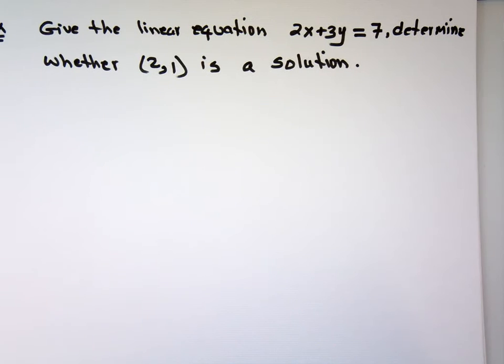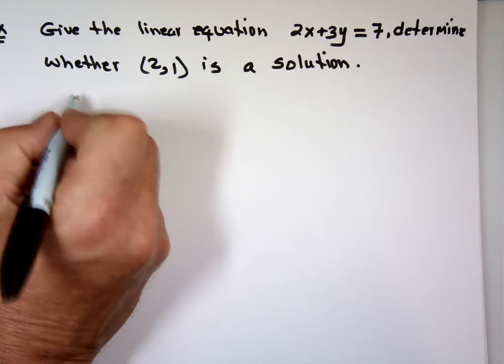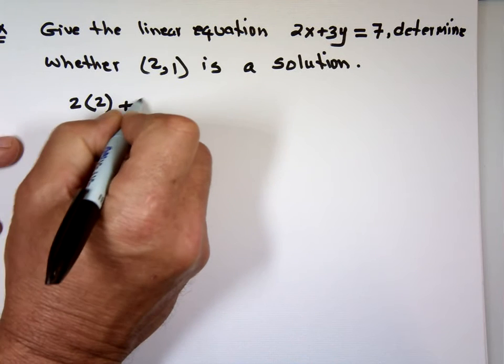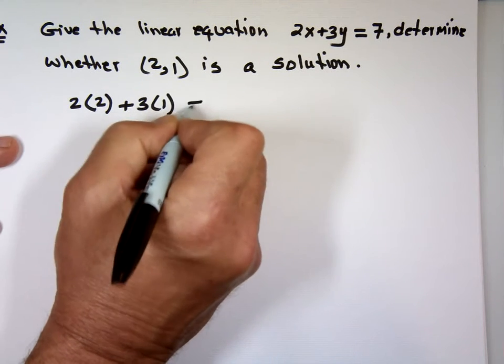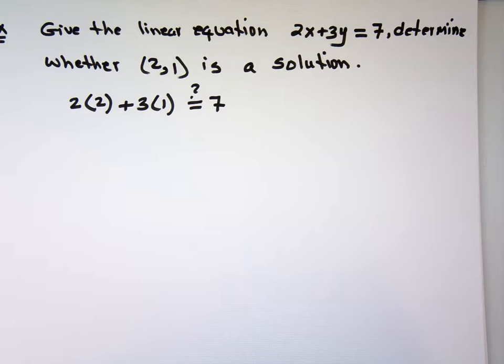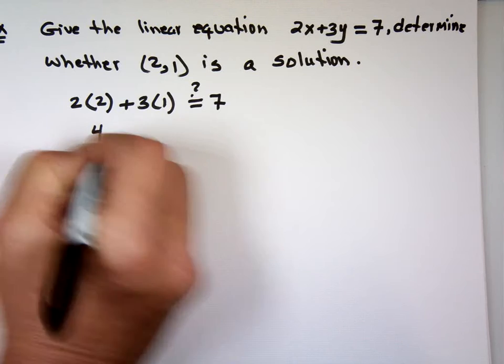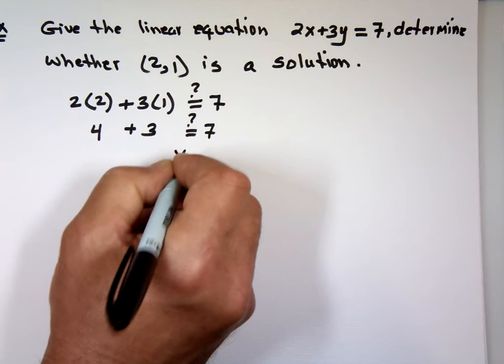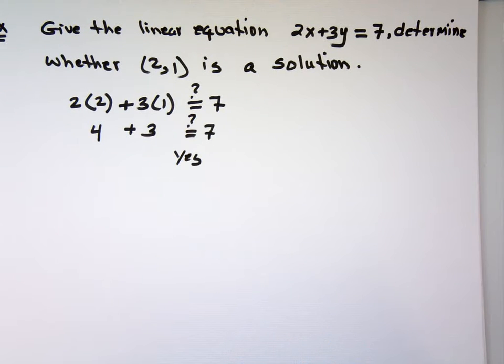So how do we figure if the point 2, 1 is a solution? What do we do? Plug it in, sure. Every time you see x, put a 2. Every time you see y, put a 1. Does that equal 7? If the answer is yes, that point is a solution. What's 2 times 2? 4 plus 3. Does that equal 7? Yes. So the 2, 1 is a solution.